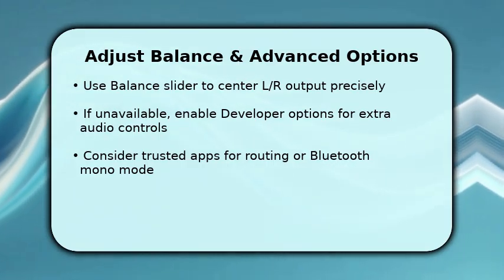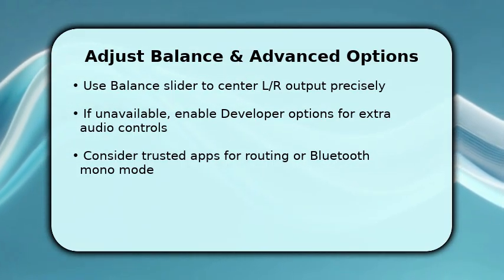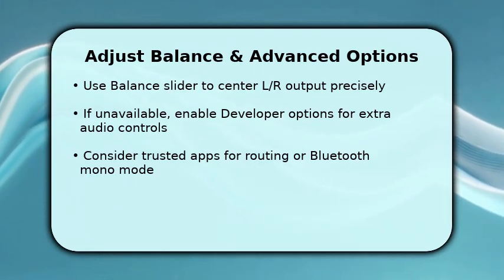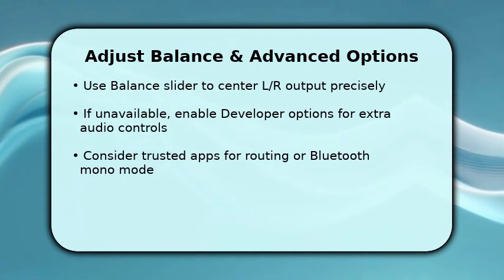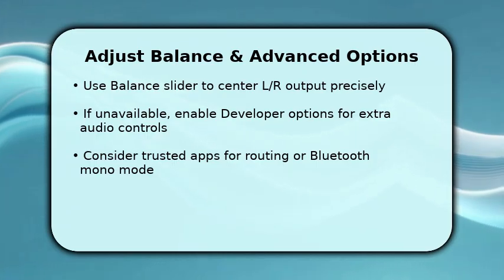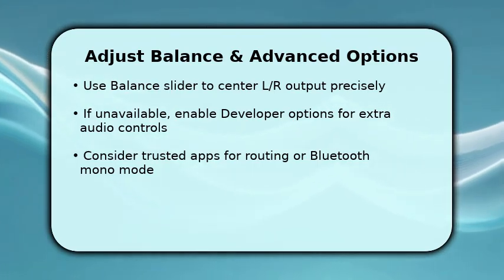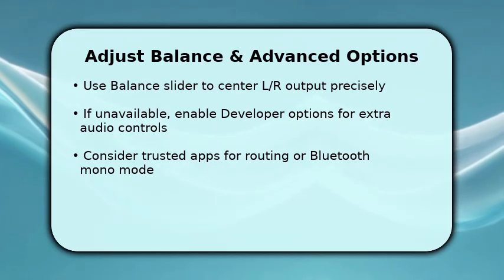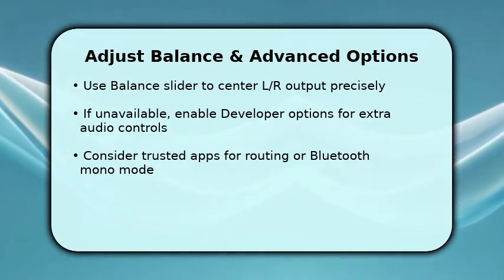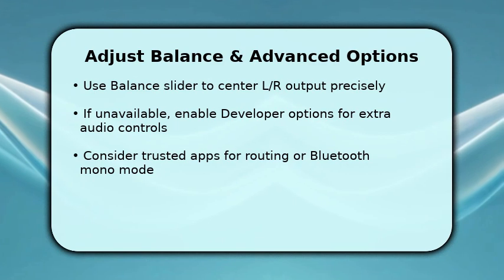If your OEM hides controls, enable developer options and check audio output tweaks there. For more complex routing, like forcing mono over Bluetooth, use a reputable audio utility app that supports forcing mono or channel mixing. Make sure any app is from a trusted source, and that you test with different media types to confirm consistent behavior. You're nearly done.